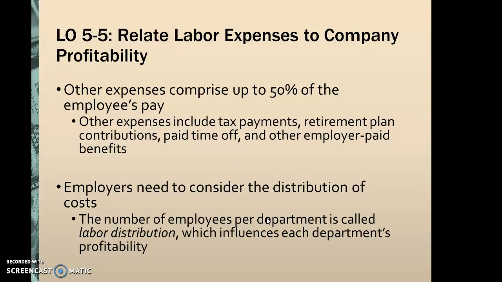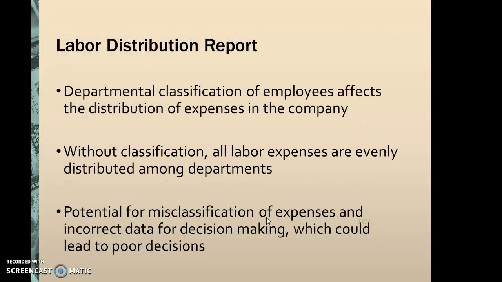Employers also need to consider the distribution of costs. So the number of employees per department is called labor distribution, and this is on page 170 and page 172 in your book, which possibly can influence each department's profitability. So a labor distribution report is where the organization will classify each employee into a department, which in that department will absorb the expenses within the organization. If a company does not have this type of classification, all labor expenses are evenly distributed among all the departments. So it depends how the organization is set up.